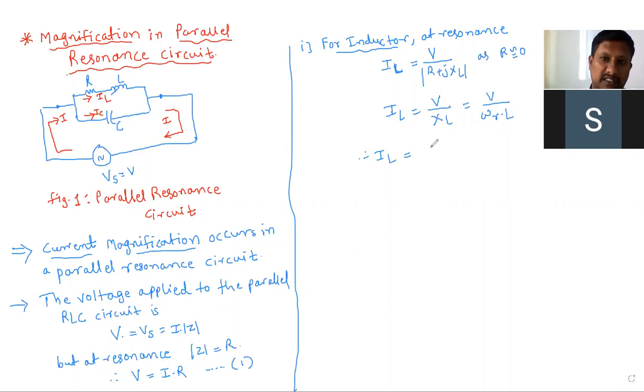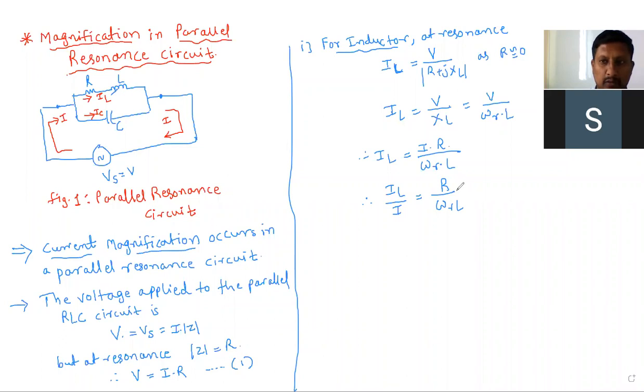So what is V? V is nothing but I into R, divided by omega R into L. If I take I to the left hand side, what is remaining? IL divided by I is equal to R by omega R into L. So what is this one?